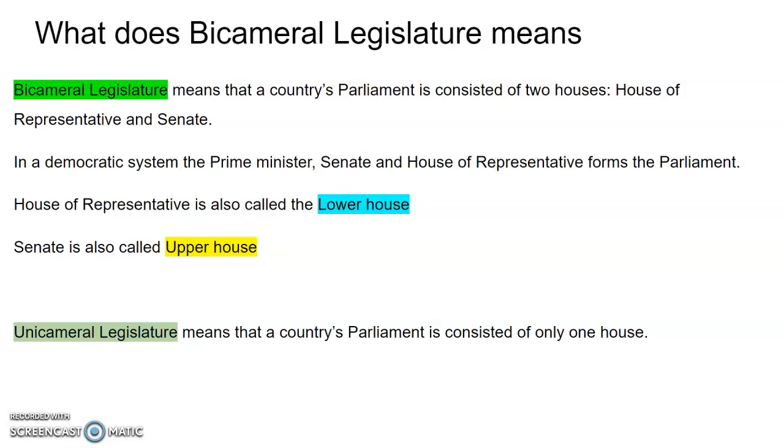Another name for the House of Representatives is the lower house. I want you to remember that. Another name for the House of Representatives is the lower house. Another name for the Senate is the upper house.